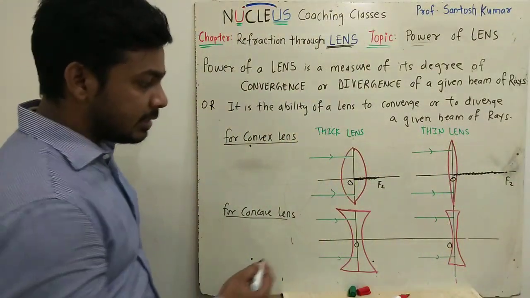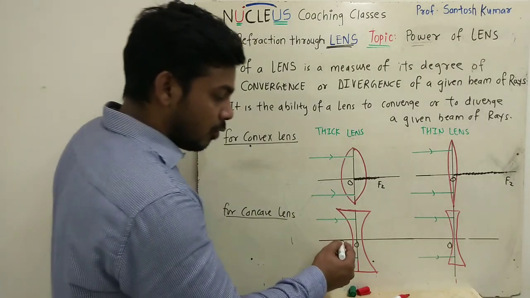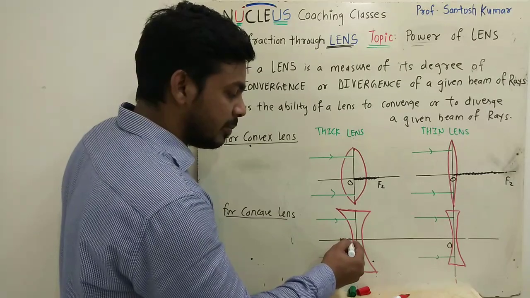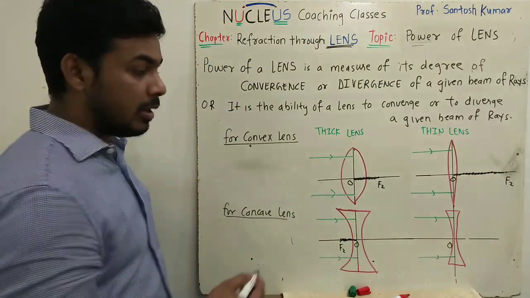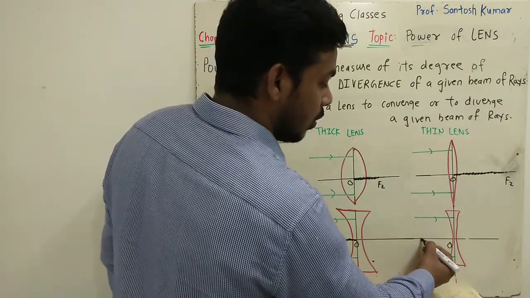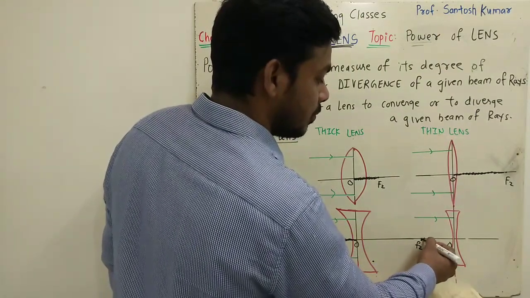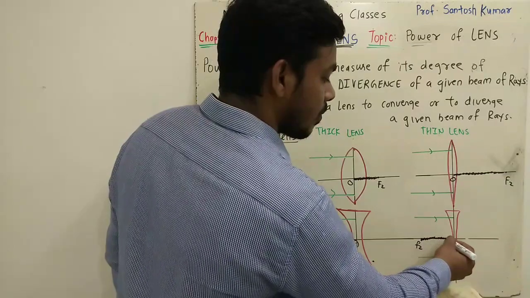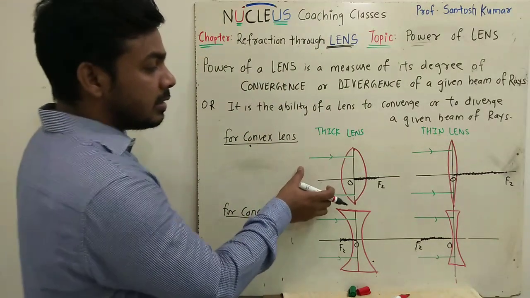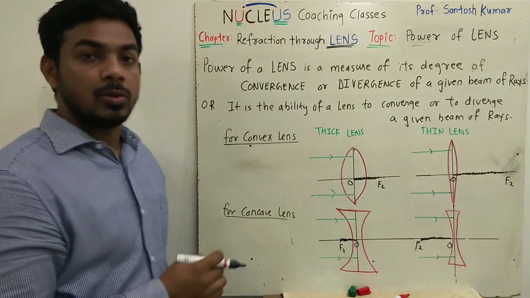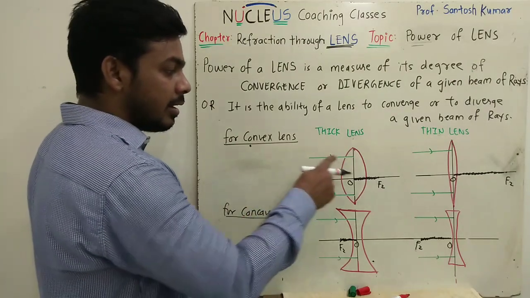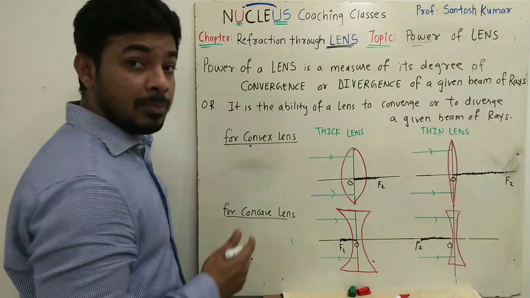And for the concave lens, since it is thick, the focal length will be short. So this is f2, and this distance will be called the second focal length, and since it is a thin lens, the focal length will be long. So this is f2. Now I have considered some parallel rays which are passing through the given lenses. In the first case, the parallel rays passing through the lens will definitely pass through f2.